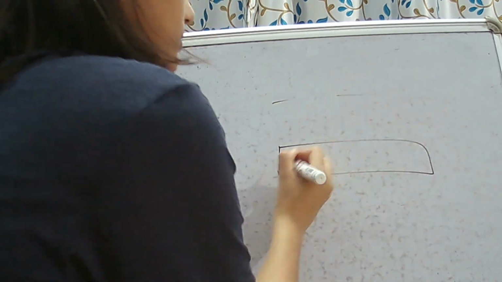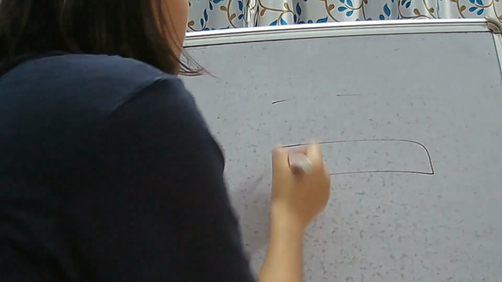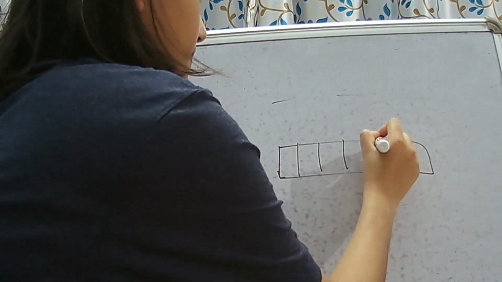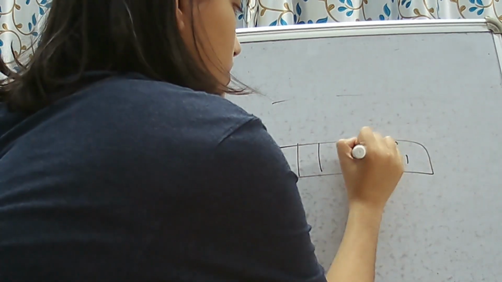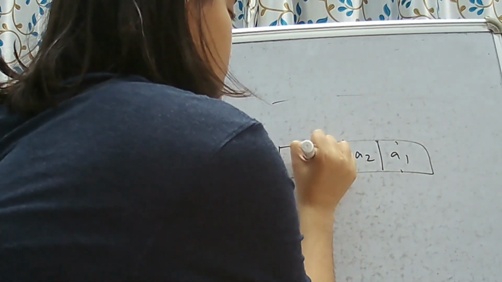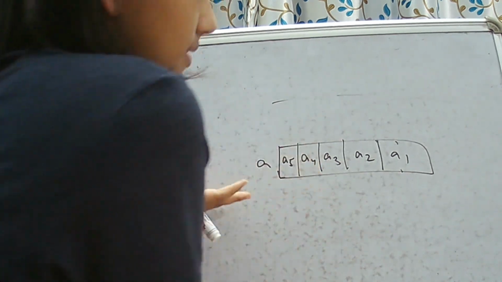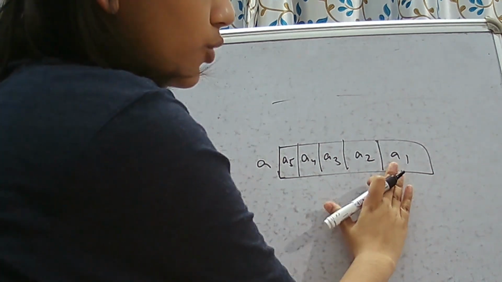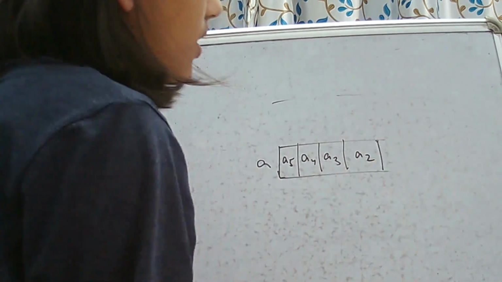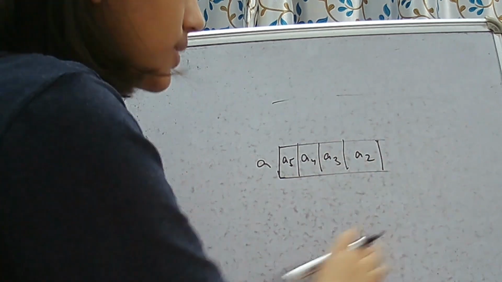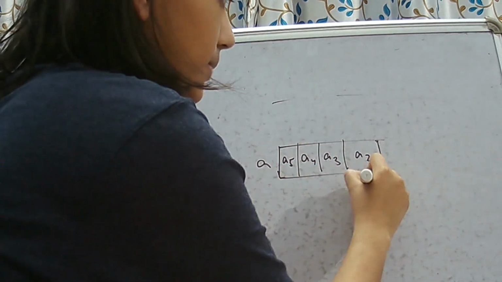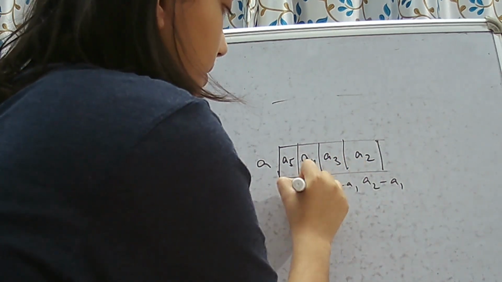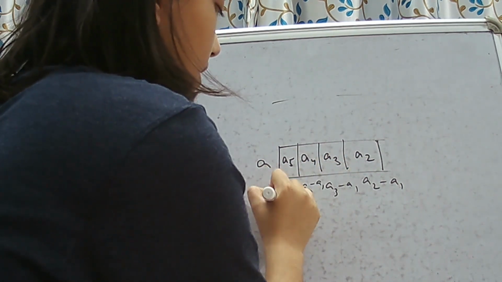So consider this was the array, and you have sorted it in descending order, just because it makes pop easier. Say this is A1, this is A2, this is A3, this is A4, this is A5, sorted in descending order. The first time you would remove A1 and subtract A1 from all the remaining elements. So the remaining elements would become A2 minus A1, A3 minus A1, A4 minus A1, and A5 minus A1.